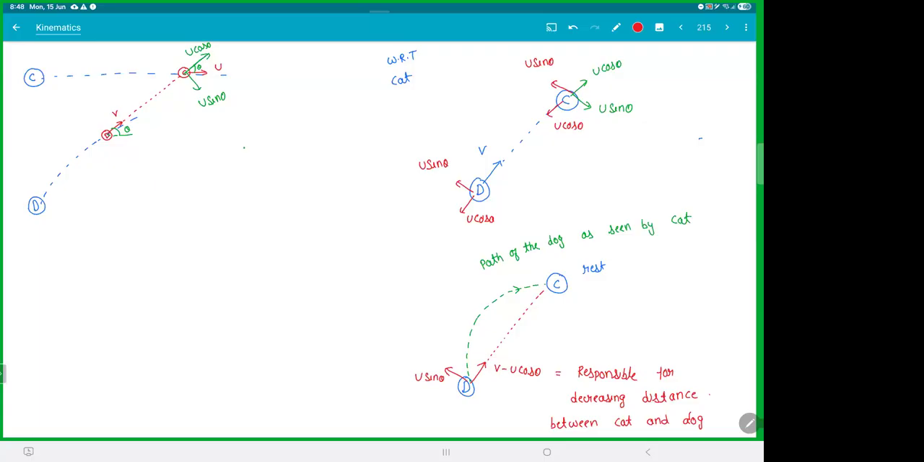Some delivery guy. Great. So V minus U cos theta is bringing you closer. So then we can write the formula: integral V relative dt is equal to relative displacement. Relative velocity into time is relative displacement.